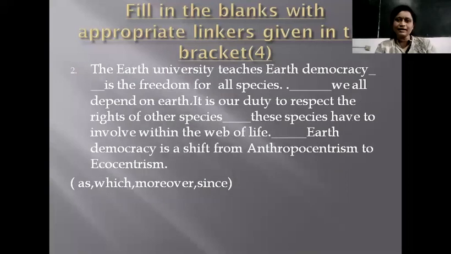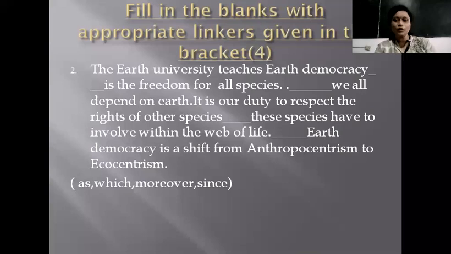Here, the Earth University teaches Earth democracy dash is a freedom for all species. We all depend on Earth. It is our duty to respect the rights of other species dash these species have to evolve within the web of life dash Earth democracy is a shift from anthropocentrism to ecocentrism. So here we'll start. The Earth University teaches Earth democracy, which is the freedom for all species. What is democracy? It is a freedom for all species. Since we all depend on Earth, it is our duty to respect the rights of other species because these species have to evolve within the web of life.